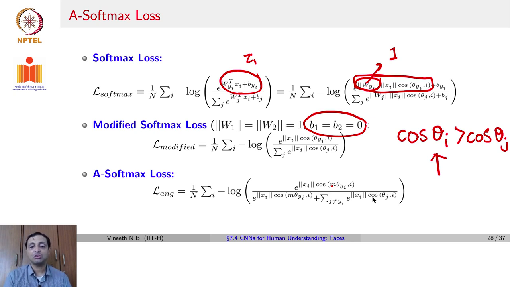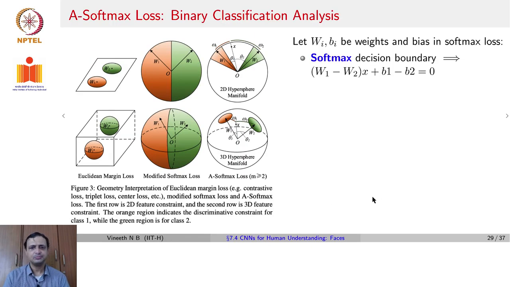And by doing angular softmax, we are ensuring that we would now have cos of m theta i, which is likely to be greater than cos theta j. We are trying to ensure that for the positive class, the cos value can be further separated from the cos value for the angle with respect to the other classes. That's the main idea for the angular softmax.